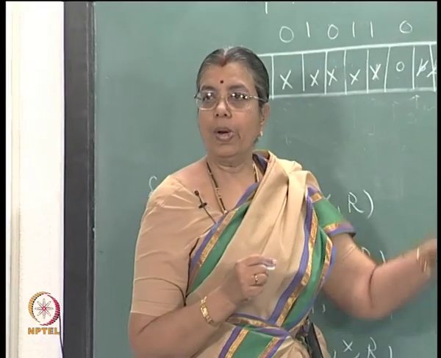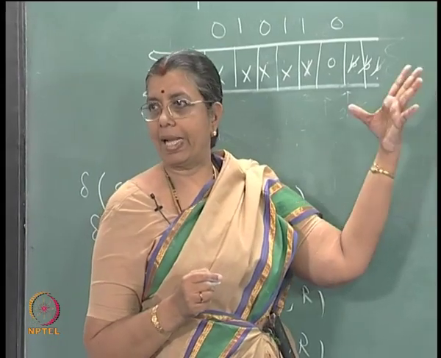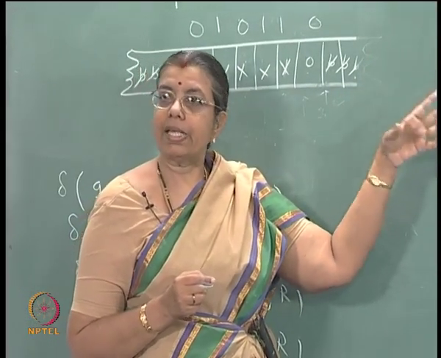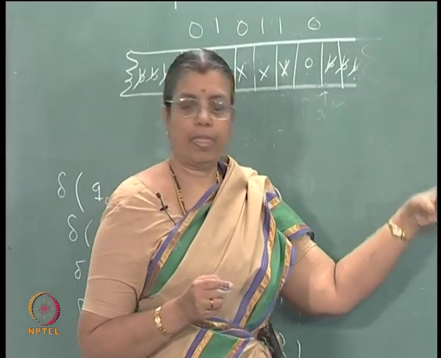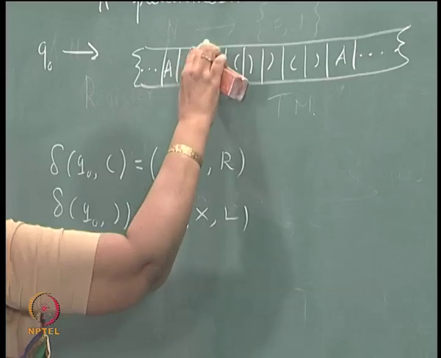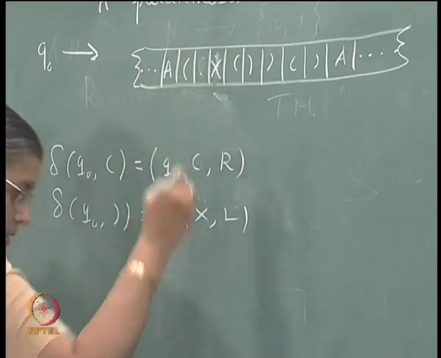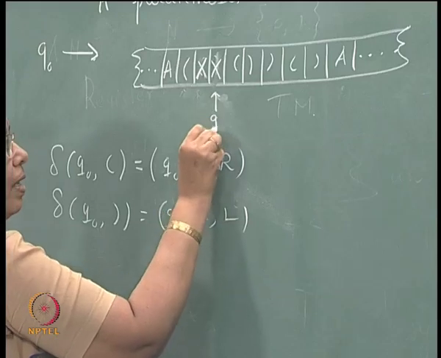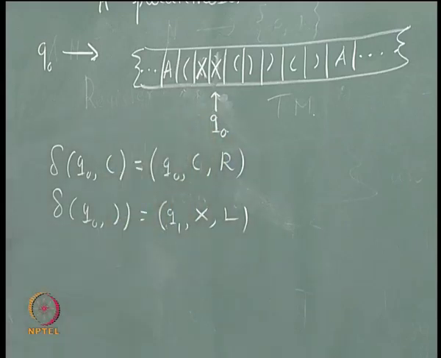Now, in q1 it sees a left parenthesis, the matching left parenthesis for the right parenthesis it has converted into an X. So, it changes this into X and moves right, changing again to q0. So, q1 actually moves left, it is a left moving state.